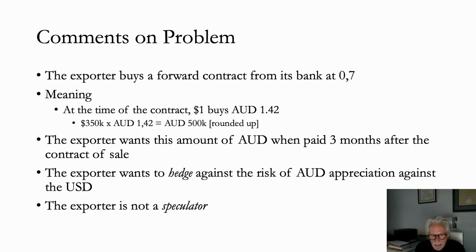So the exporter wants to hedge. I just want to emphasize that the exporter is not a speculator. Some participants on the market are speculators, and they're needed to make the market very liquid. But if we imagine our Australian exporter dealing in numerous international trade transactions that are denominated in a foreign currency, it wants to use the forward contract as a means to manage its cash streams, as a means to know for certain the amount of Australian dollars it will receive when it's paid in a foreign currency. It's not a speculator.